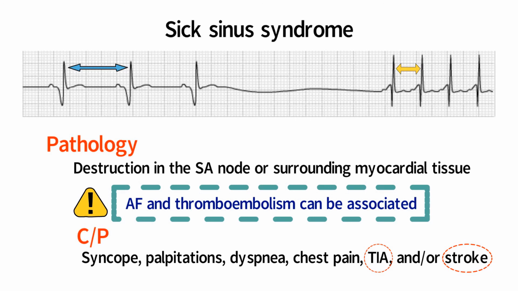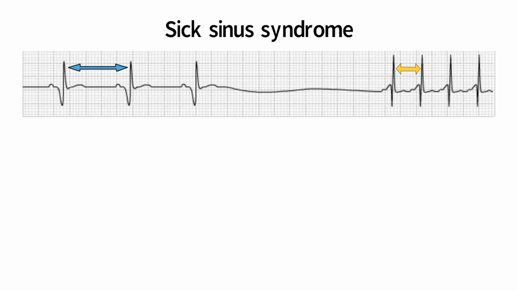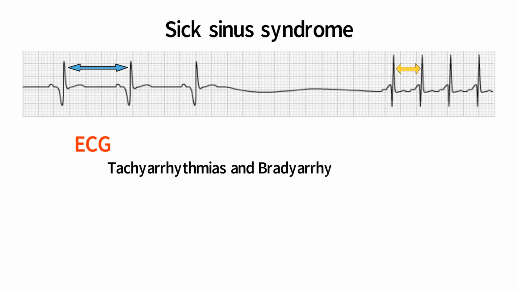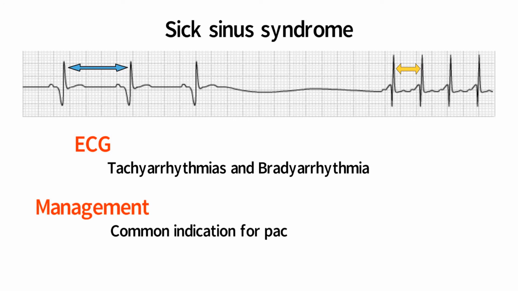As you know, in atrial fibrillation, the atrium is not contracting, the blood accumulates inside the atrium, which can cause thrombosis because of this stagnant blood and clot formation, and then this clot will go to the brain, causing stroke or transient ischemic attack. On ECG, you can find tachyarrhythmias and bradyarrhythmias together, and for the management, you should put a pacemaker. This patient is in danger because he may be having a thromboembolism at any time.